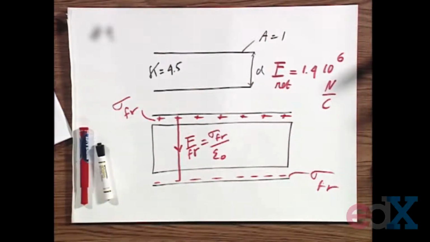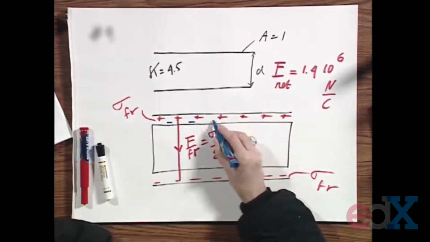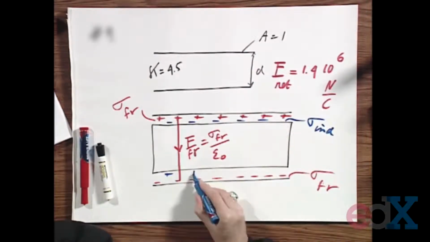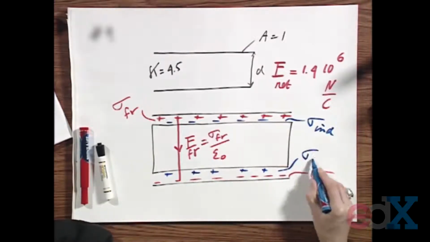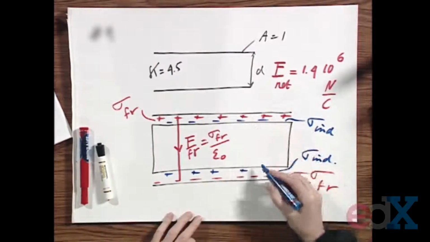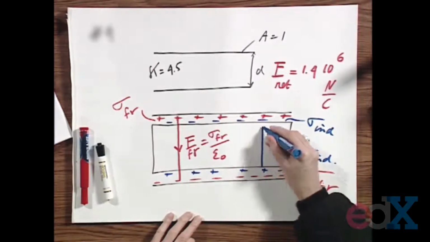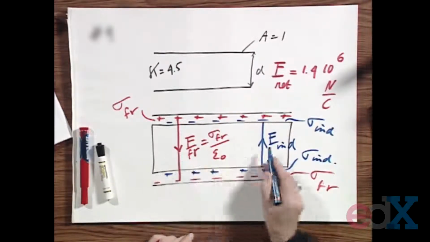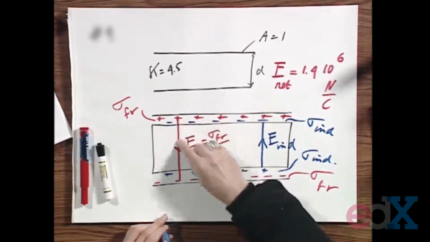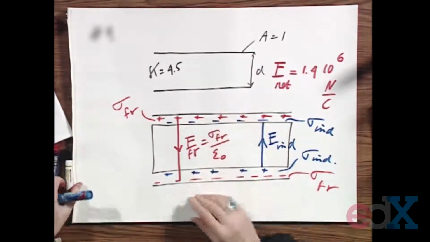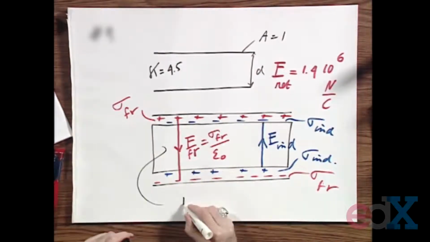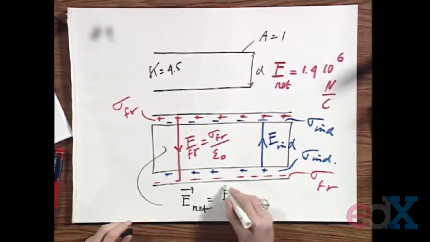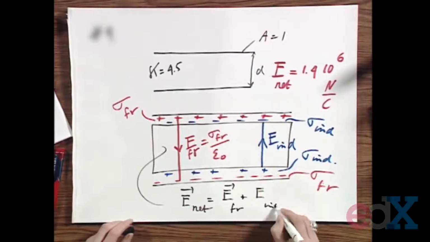However, the dielectric is going to be charged itself. We get negative induced charge here. I call that sigma induced. It has the opposite sign. And we get positive induced charge here, sigma induced positive. And this positive and this negative charge will produce an electric field, I call it E induced, which is opposing the electric field without the dielectric. And what you have in here is, of course, the net electric field, E net, which is the vectorial sum of E free plus E induced.